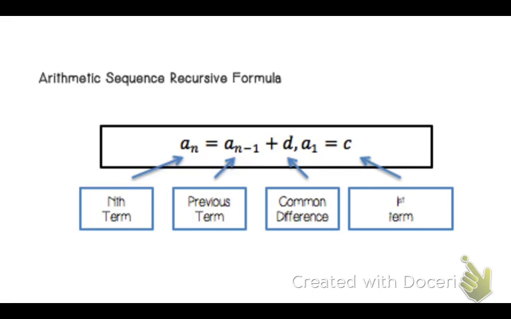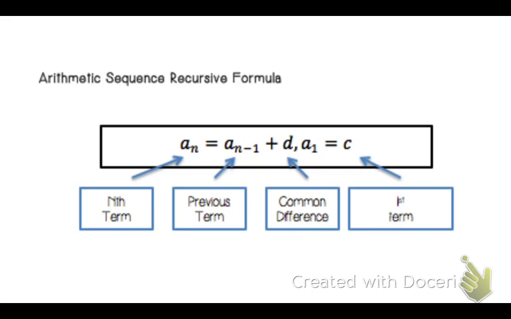The other type of formula is called a recursive formula. We can write both types to generate a sequence. Now with a recursive formula, we have to know the previous term. So we would read this formula as a sub n is equal to a sub n minus 1. So what we're saying is 1 less than what I have right now.